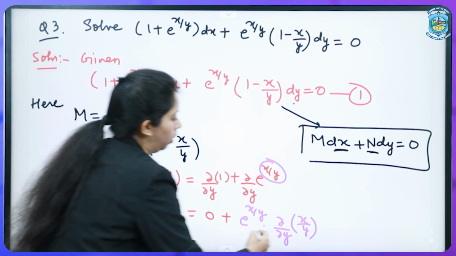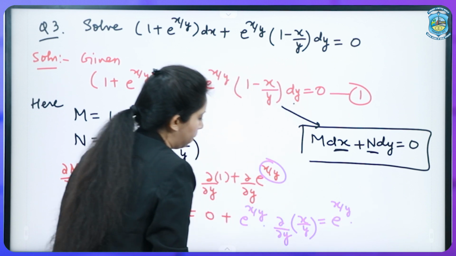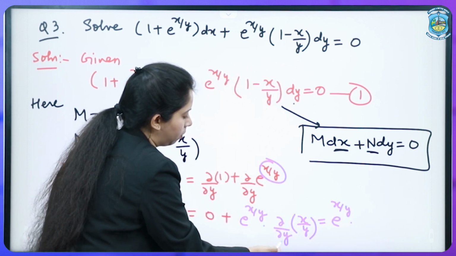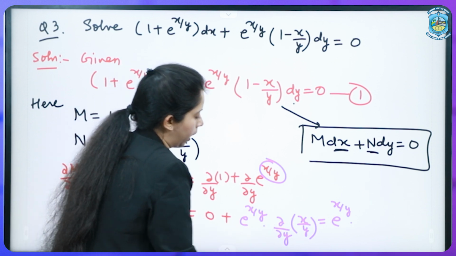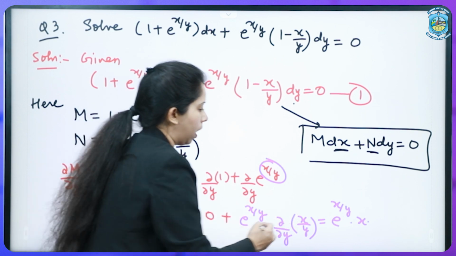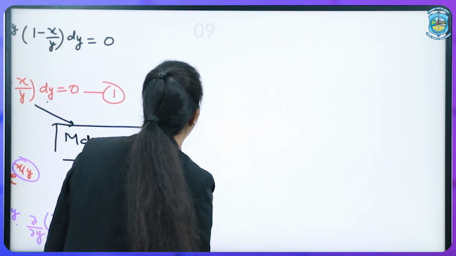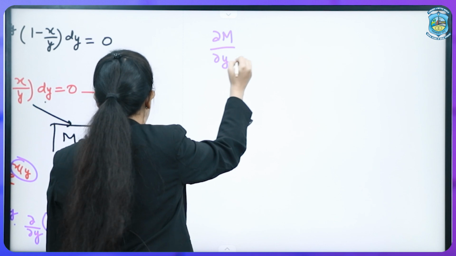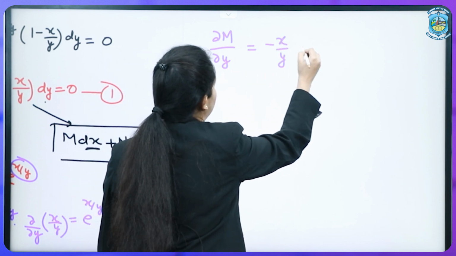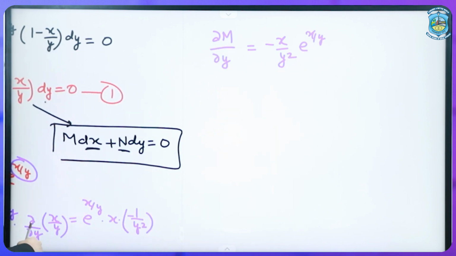So the first term is 0, and for the second term we will have e^(x/y) as it is, multiplied by the partial differentiation of x/y with respect to y. Here x is treated as constant with respect to y, and differentiation of 1/y is minus 1/y squared. So the final value of del M upon del y is e^(x/y) multiplied by minus x/y squared.